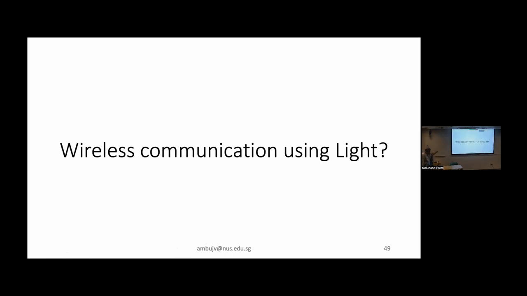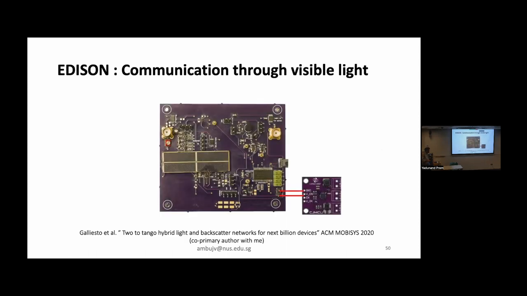Of course, while backscatter was about transmission, your wireless device also has to receive. So how do you perform reception? I'm just going to quickly go through one of the systems that I had developed, called Edison. This was presented at MobiSys. We used a solar cell to harvest energy, but also to receive information.